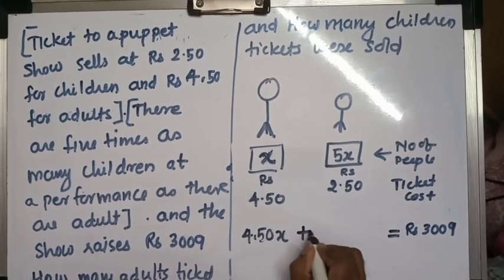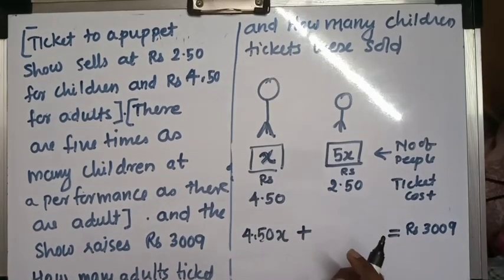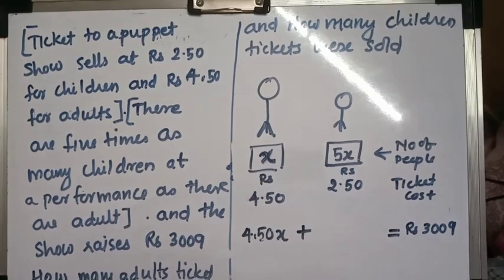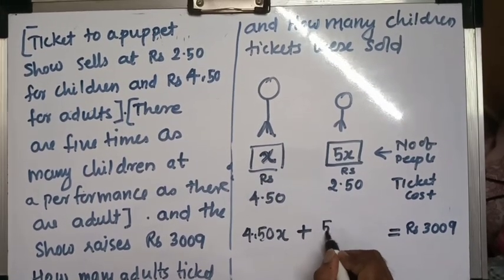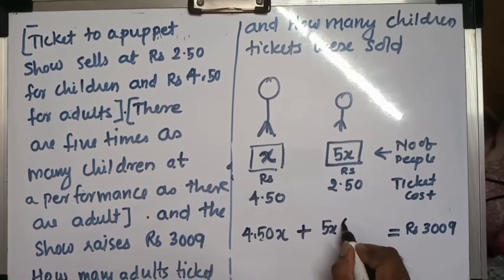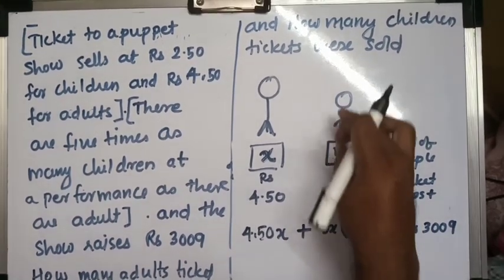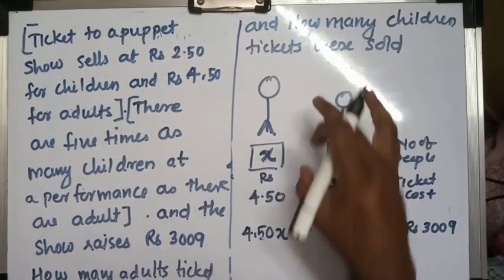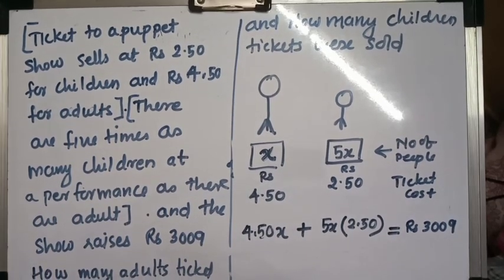4.50x प्लस बच्चों से कितना रेवेन्यू आया, बच्चों से कितना पैसा आया. एक बच्चे का टिकट, one child's ticket is 2.50, and total there are 5x number of children. So it will be 5x into 2.50. That will give me the money earned by children from the tickets. So this and this together gives me 3009.